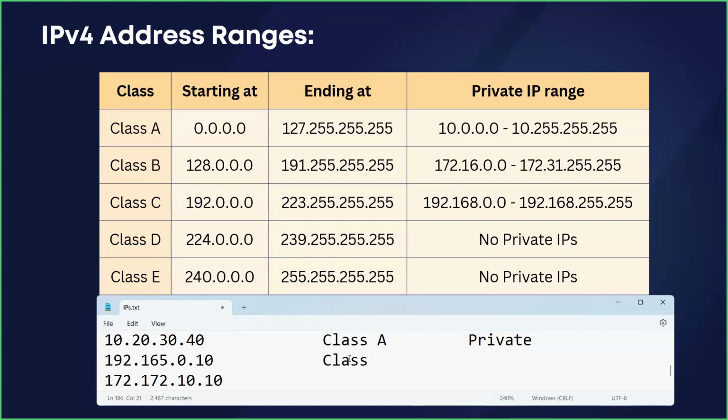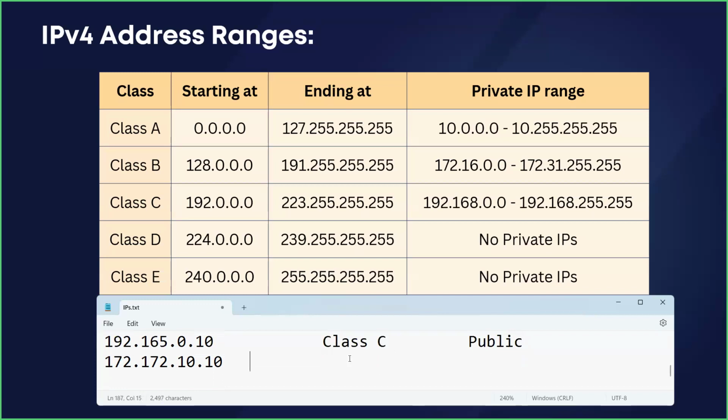Class C, public. Perfect. Next number. Class B. It's again public. Perfect answer. Right. So that is how you figure out which IP belongs to which class and whether it's public or private IP, guys.